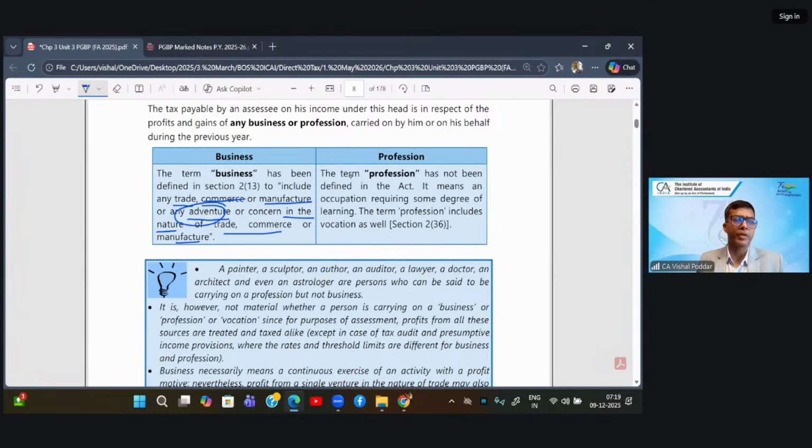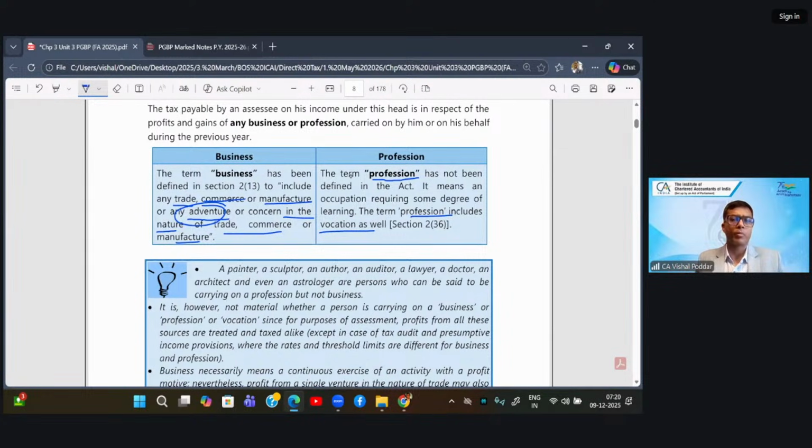See why this clarification is important, because many times people say that PGBP will cover only those items which are done every year. That is logically correct. But you had the intention of doing it as a business, but it did not click, so you closed it down. Still, for whatever period you were running it, even though it is not carried on regularly, even though it was in the nature of an adventure, it will still be PGBP. Profession is not defined in the Income Tax Act. It only says profession includes vocation. So it does not actually define profession.